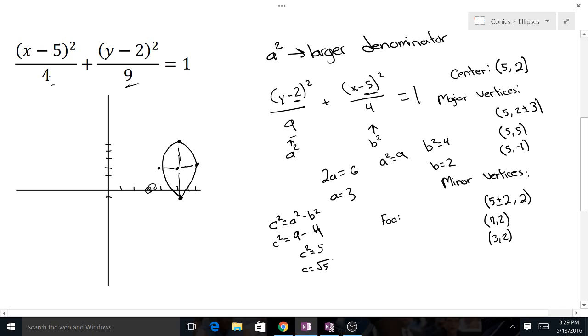And so we know our foci will be at, our x value is going to stay the same, so it's going to be 5, and then it's going to be 2 plus or minus the square root of 5. And that'll be our foci here.